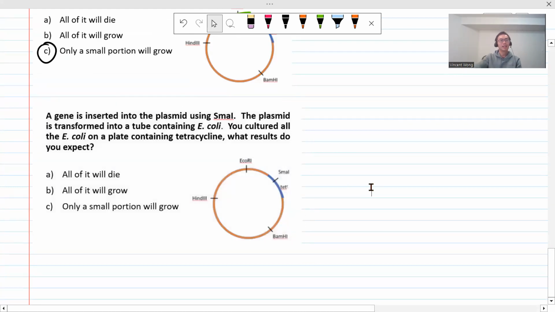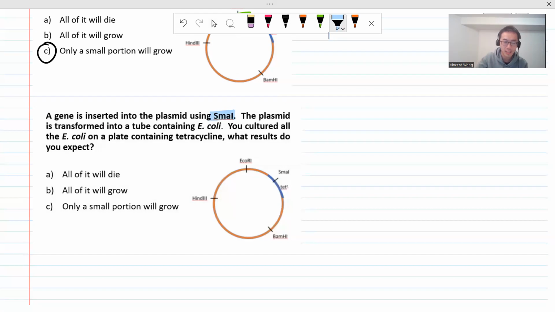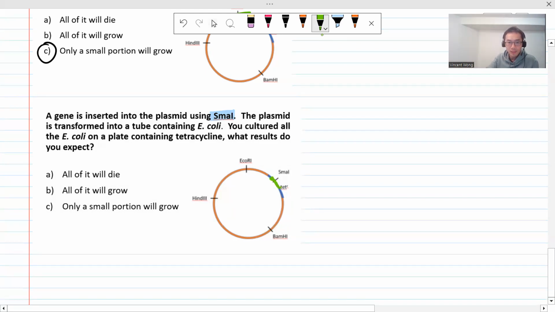Anyways, this is the exact same question. The only thing we're changing is using a different restriction enzyme. This time we're using SmaI to insert the gene, and then we're going to grow it in tetracycline. Do you think they will grow this time? Okay, so SmaI means it's going to go right here.